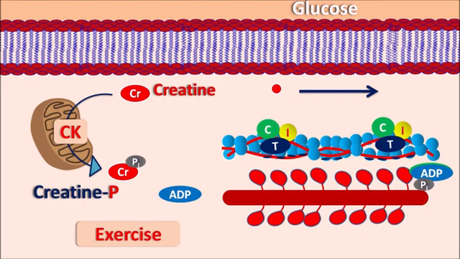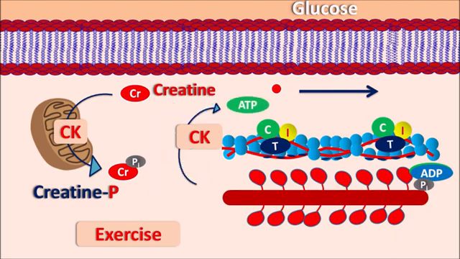For this, again creatine kinase is required, which is bound to the myofibrils. Now ADP can be converted into ATP. At the same time, creatine phosphate is converted to creatine. In this way, ATP is generated under exercise as well as stressful conditions, where creatine phosphate acts as a source of ATP.